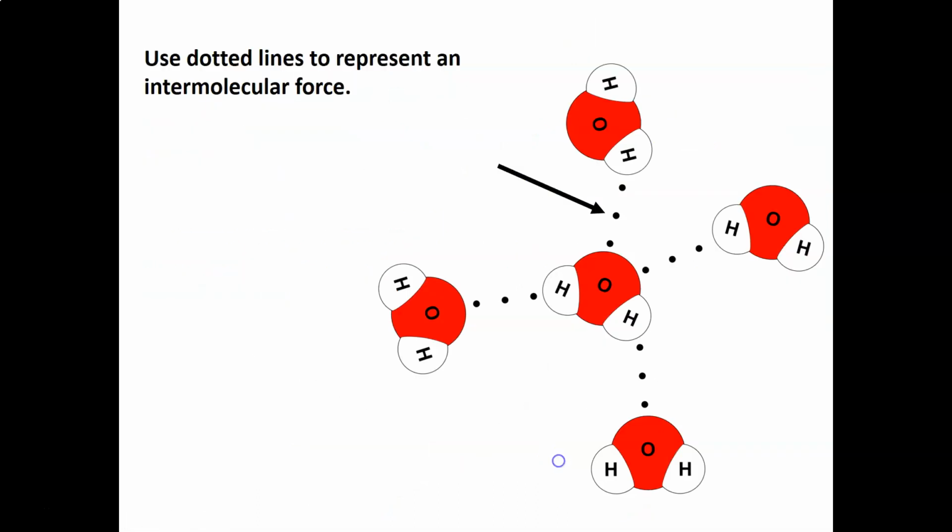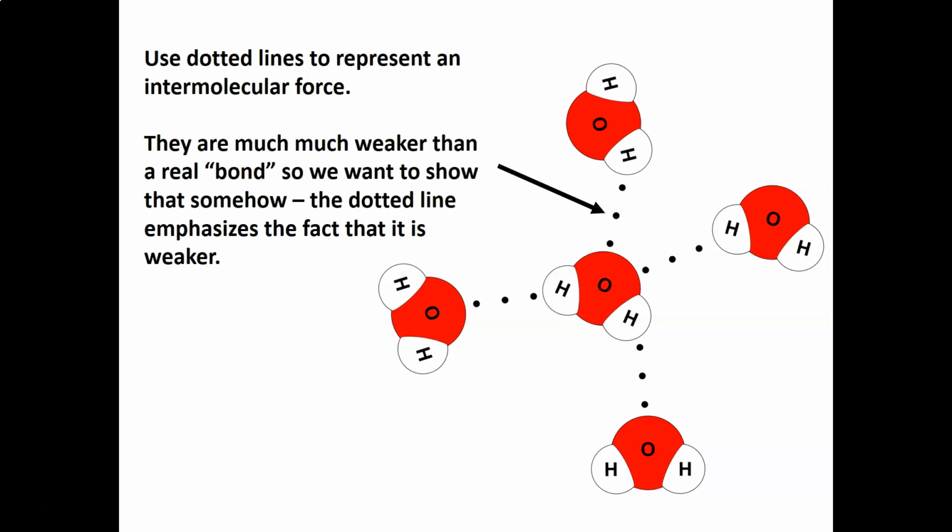You're going to notice that we tend to use dotted lines to represent our intermolecular forces. Because they're so much weaker than a normal bond, we want to make sure that we're showing that somehow in our diagrams. We don't want to use a solid line, we want to use that dotted line. And that just helps us emphasize that it's a much weaker attraction that's happening.